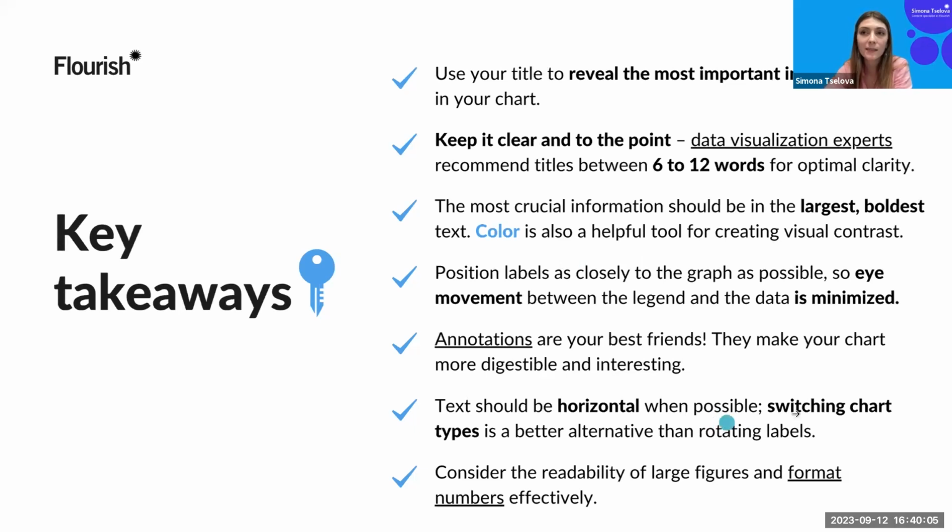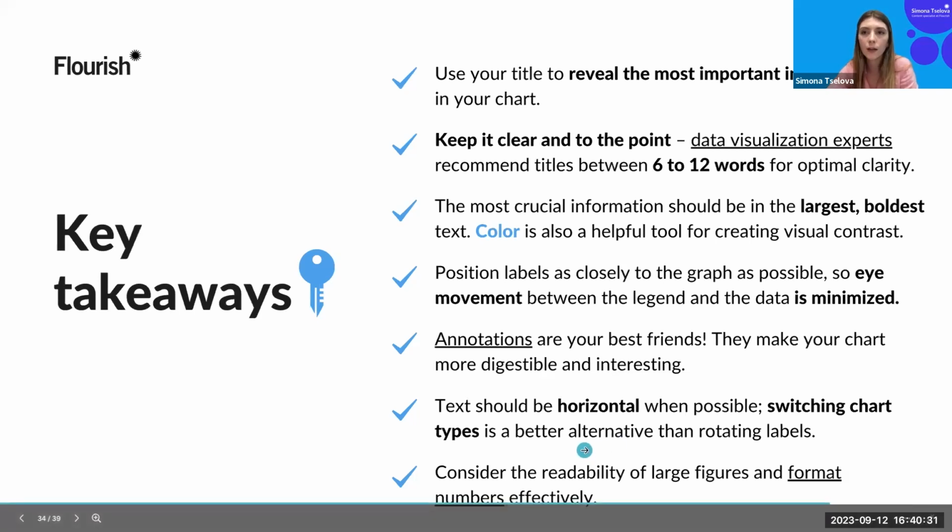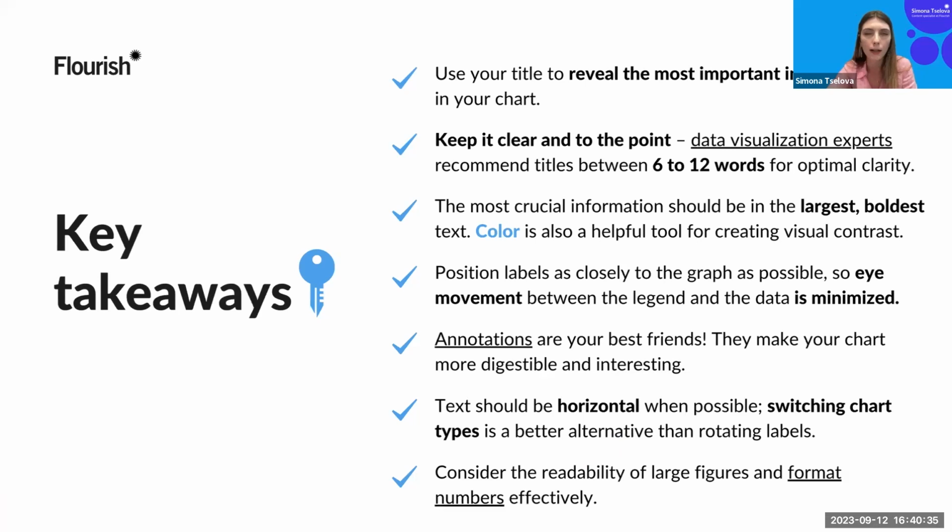Following this, switching chart types is sometimes a better alternative than rotating labels. And if even this is not possible, potentially another alternative might be adding an annotation to point out something that's particularly important, or selective labels within the scatter plot, or even the information within the pop-ups, of course, if you're creating an interactive chart.